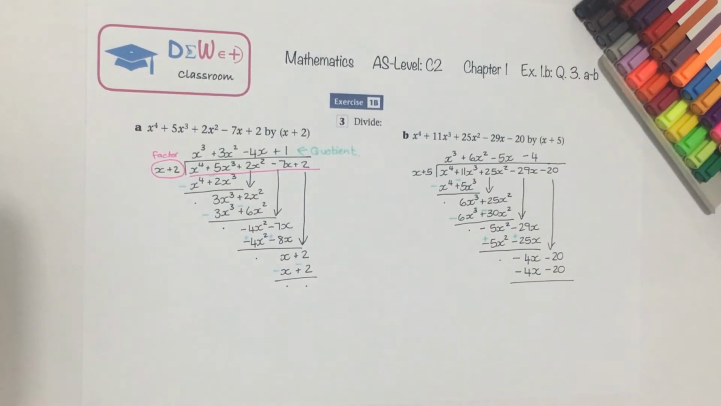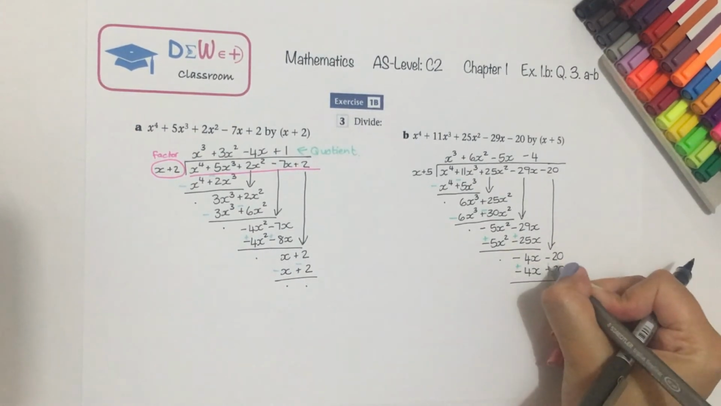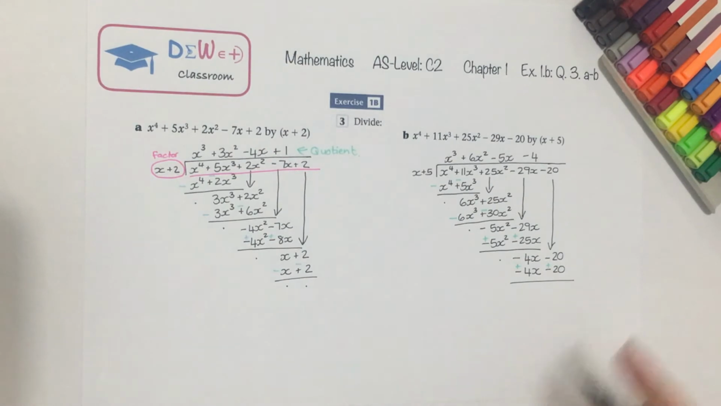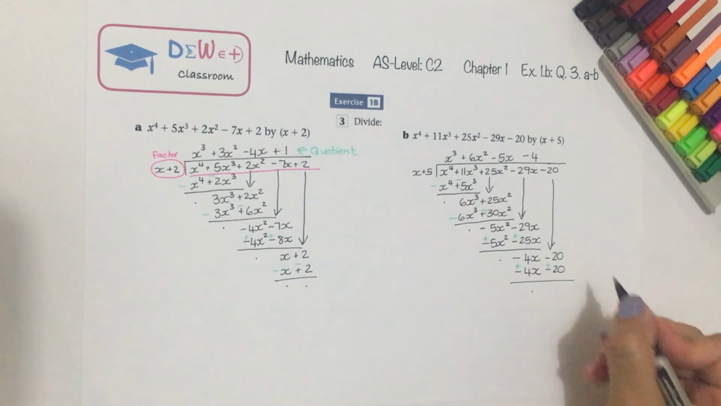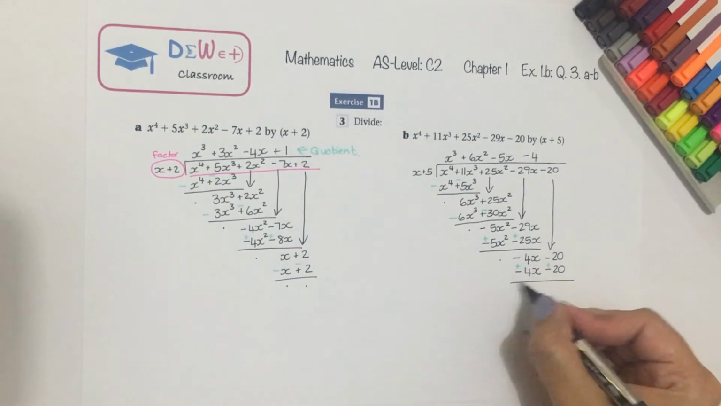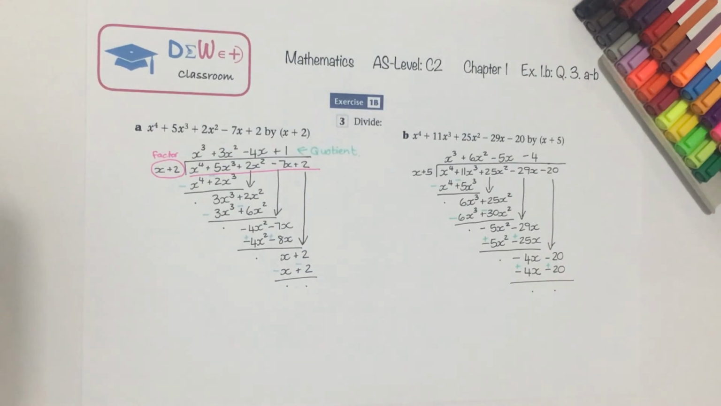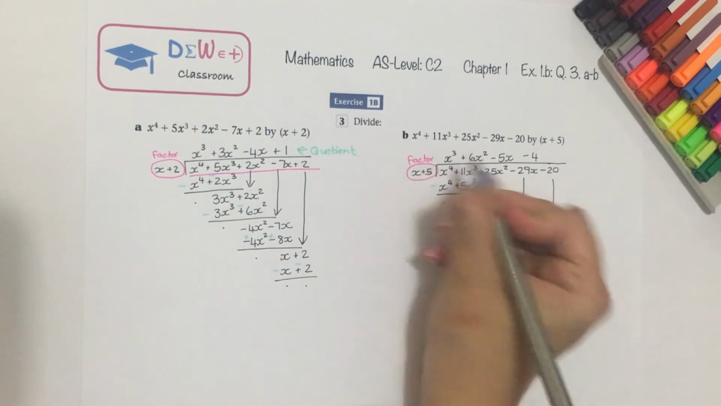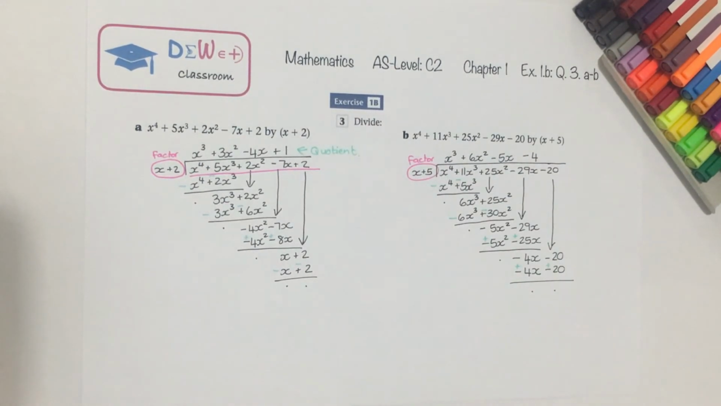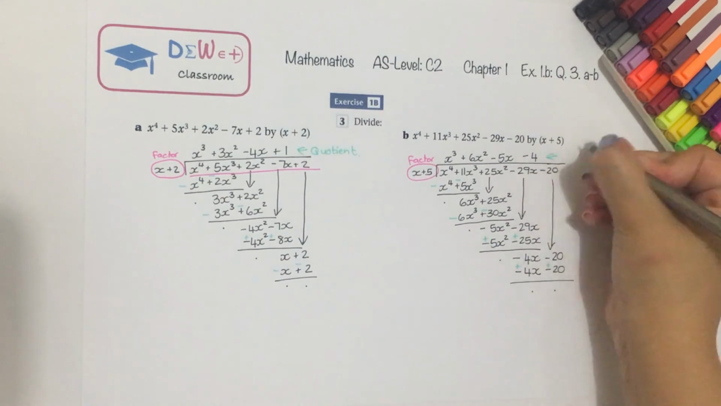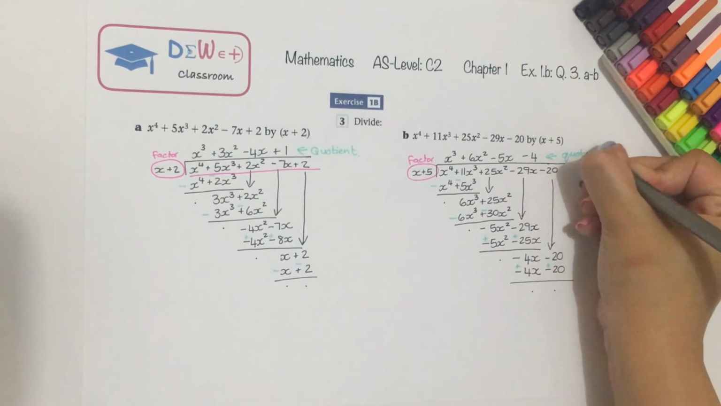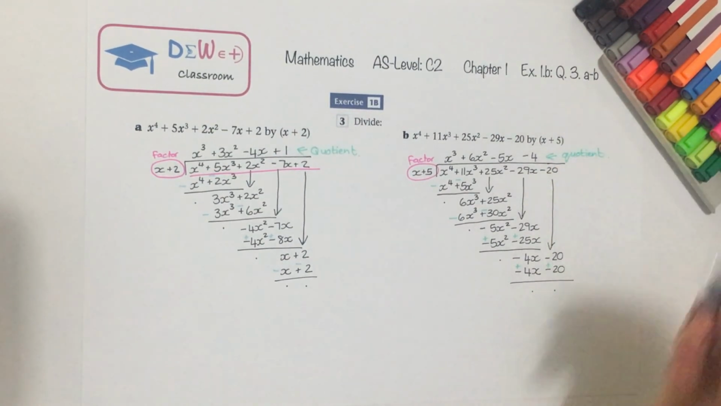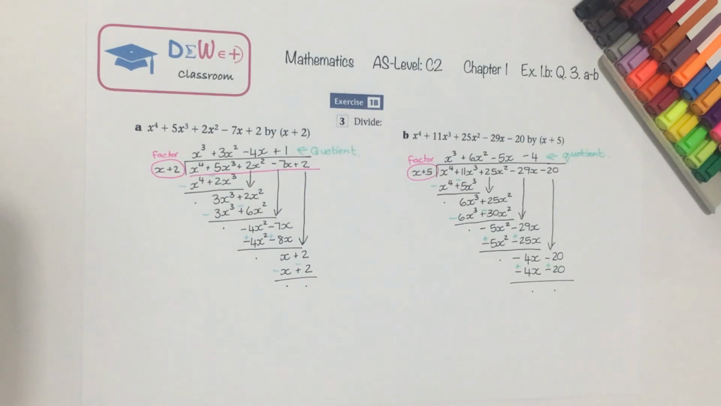We need to subtract them from one another, so we change the signs. Minus 4x plus 4x is 0. Minus 20 plus 20 is also 0. So we know that x plus 5 is a factor of the polynomial, and that is in fact our answer, also known as the quotient. This concludes the video for exercise 1b, question 3, a and b.